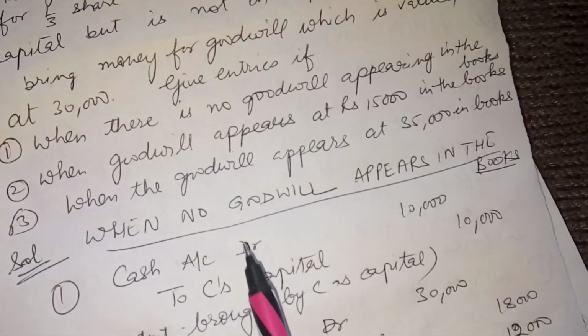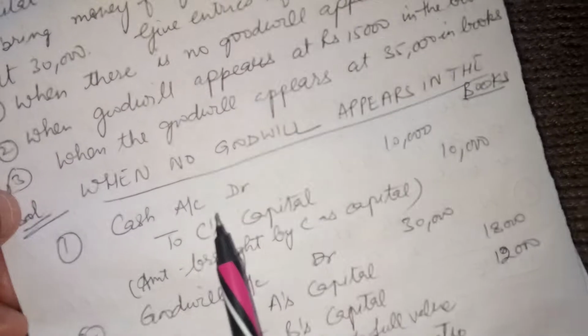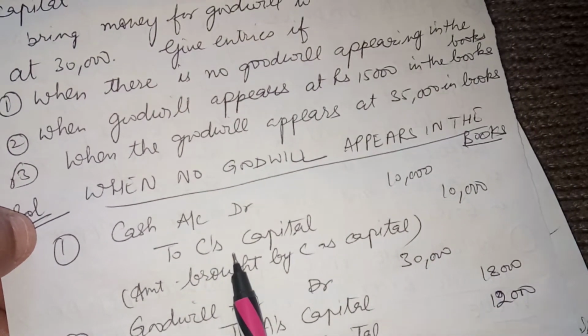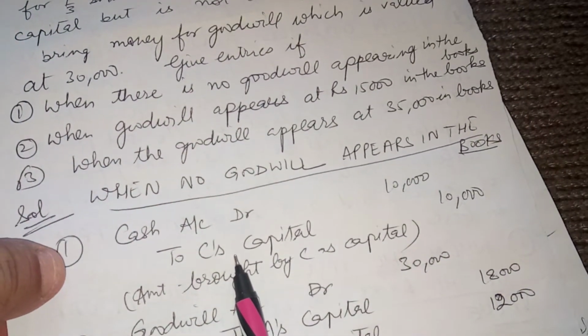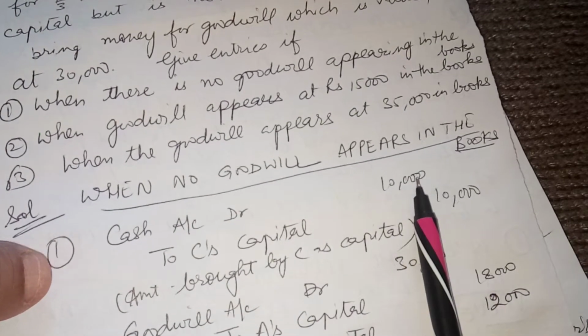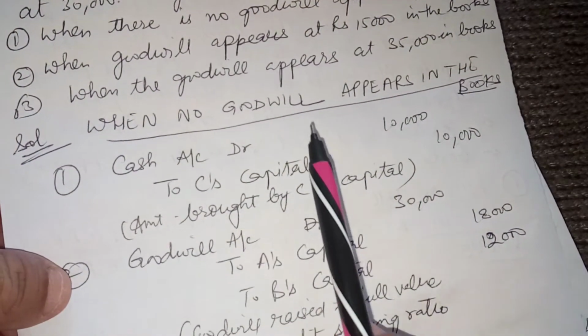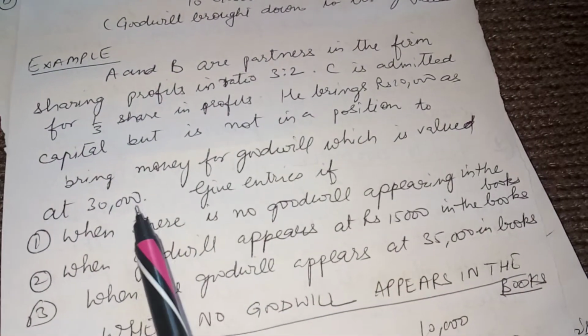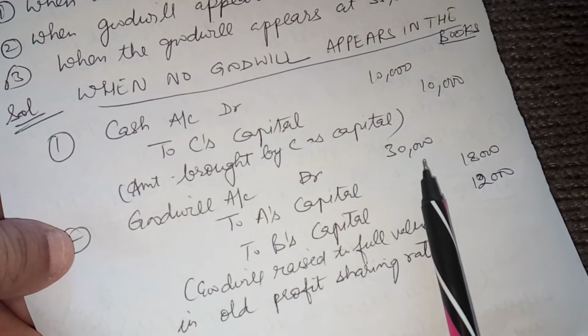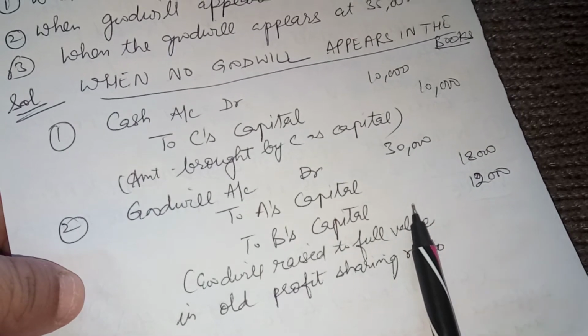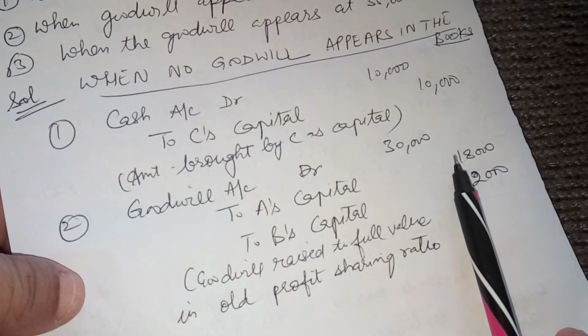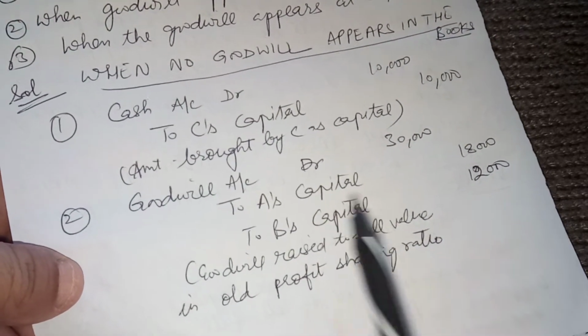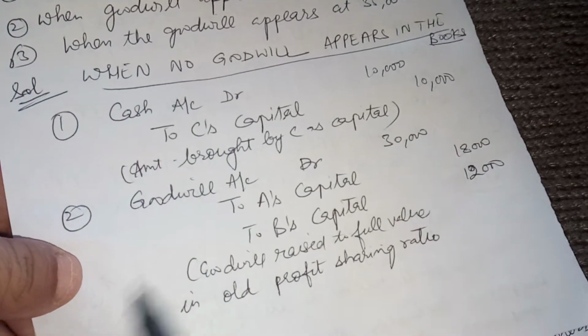So for the first case, when no goodwill appears in the books, cash account debit to C's capital for the amount brought as capital, that means 10,000. Now goodwill account: when no goodwill appears, in that case we will raise the goodwill to the full value. So goodwill account debit 30,000 to A's capital and B's capital in the old profit sharing ratio, that is 18,000 and 12,000. And here goodwill appears at 30,000.